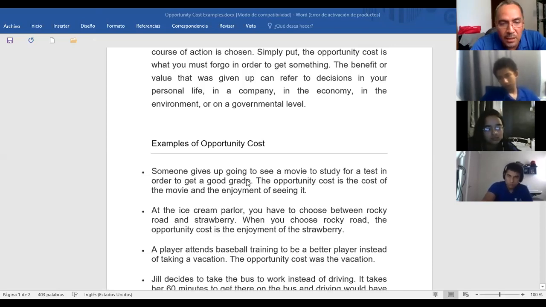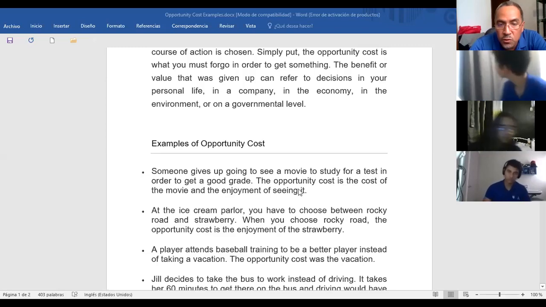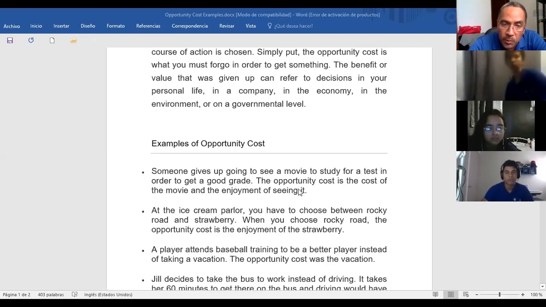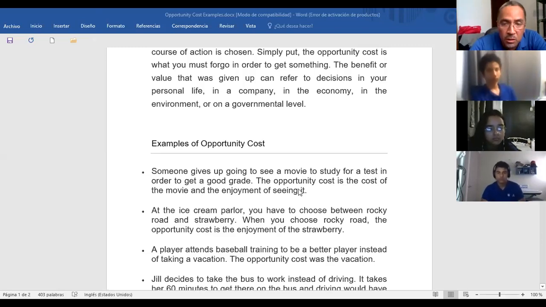So over here, these are some examples. I'm going to read only 3 examples. Someone gives up going to see a movie to study for a test in order to get a good grade. The opportunity cost, the opportunity, is what you didn't get. It's the cost of the movie and the enjoyment you would have had. So that is the opportunity cost. And what is the trade? The trade is to stay at home studying. Why? Because you need to get better in that subject.